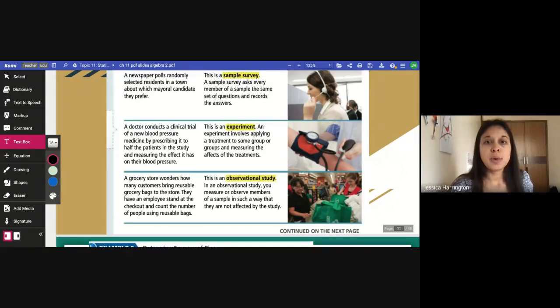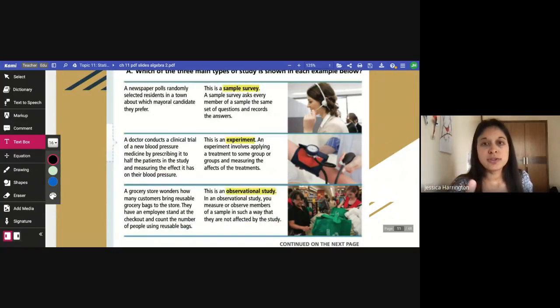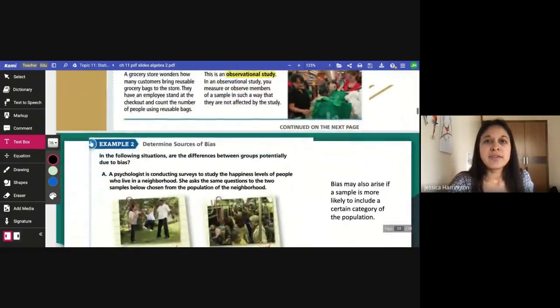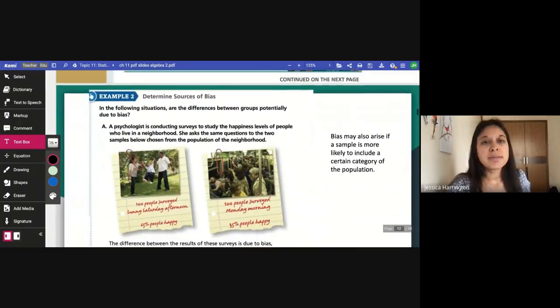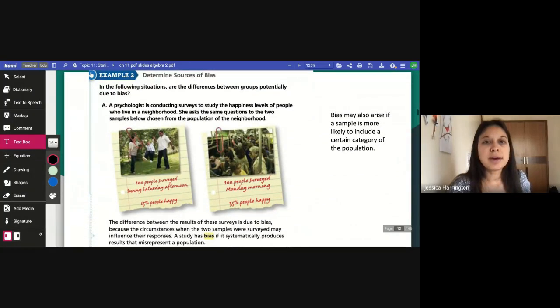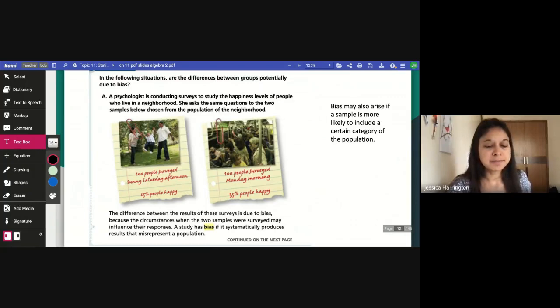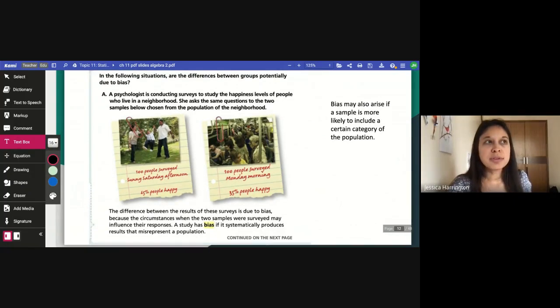So when you're choosing your question, you're going to go through and think, what kind of study makes sense to answer my question? And then after you choose your study method, you have to start thinking about how you're going to get your sample, right? Because one of the most important things is that your sample is a reliable sample and doesn't have any bias. So bias means that your sample is going to impact the results. It's going to misrepresent the population.